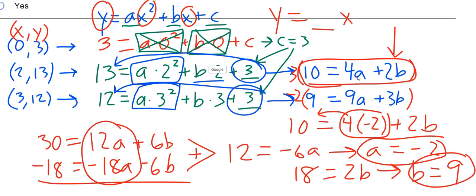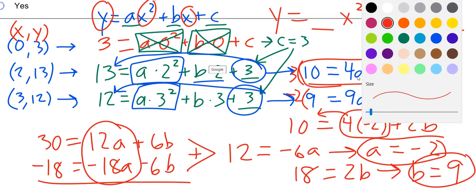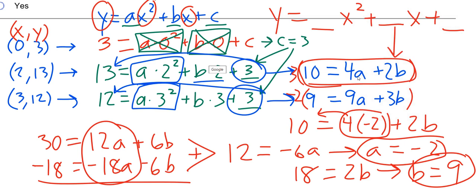Something x squared plus something x plus something. What are we going to put in those blanks? What goes in the first blank? -2x squared plus 9x plus 3. Ding, ding, ding. We have a winner.